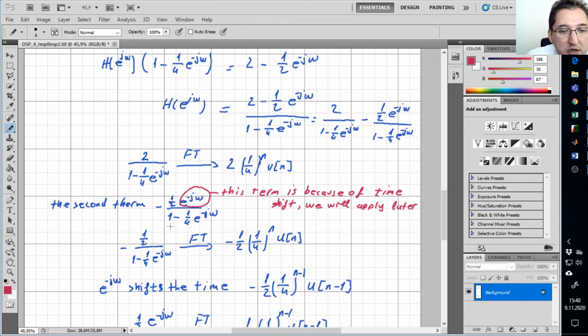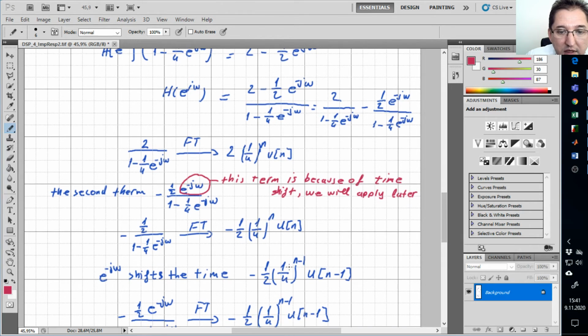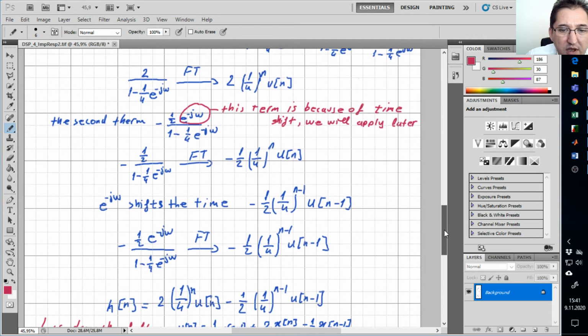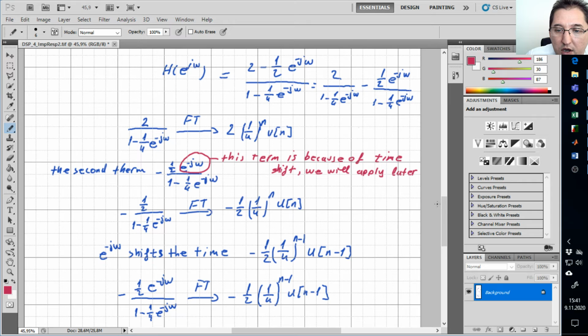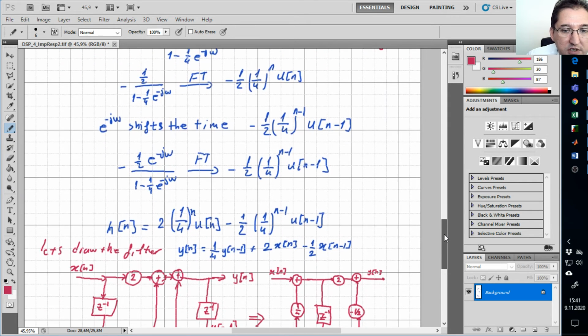For this part of the term, here we have the inverse Fourier transform. If we add this part here, we have a time shift. What is the time shift? Minus 1, as you can see here. We shifted this term one sample. Therefore we get n-1 for all n's. The addition of these two terms will be the impulse response of the system, as you can see here.